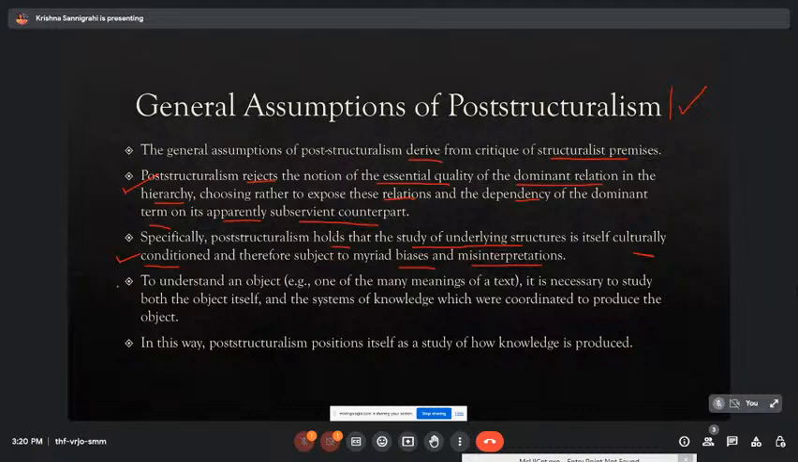To understand an object, one of the many meanings of a text, it is necessary to study both the object itself and the systems of knowledge which were coordinated to produce the object. This is what the post-structuralists are saying. In this way, post-structuralism positions itself as a study of how knowledge is produced. So they are doing an in-depth study of how the idea of knowledge is produced, and they are questioning the conditioned truth around us, and how we can accept things as they are, because they are questioning the conditioned facts around us.